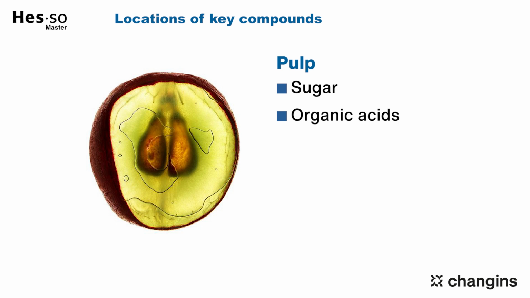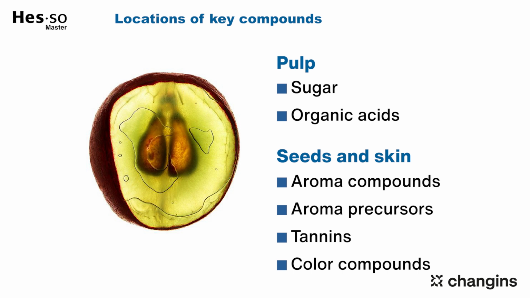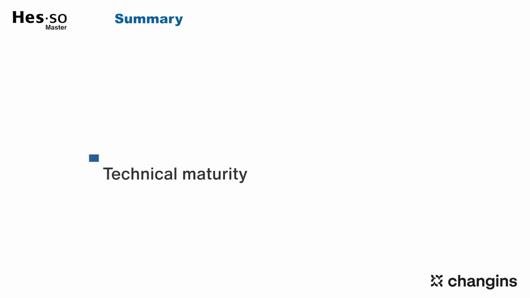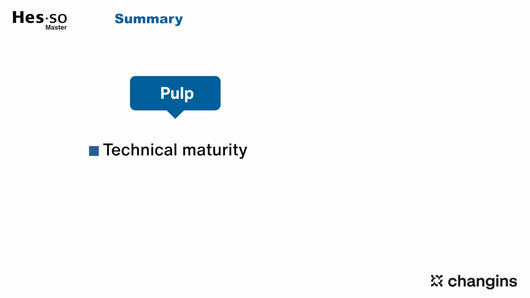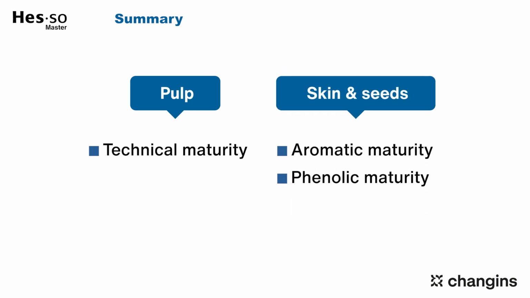In contrast, aromatic maturity and phenolic maturity are linked to the maturity of the skins and seeds, which represent the solid parts of the grape. This is where we find most aroma compounds, aroma precursors, tannins, and color compounds such as anthocyanins. So in short, technical maturity is driven by the pulp, while aromatic and phenolic maturity depend on the ripeness of the skins and seeds. Understanding this distribution helps explain why these maturities do not always evolve at the same pace.